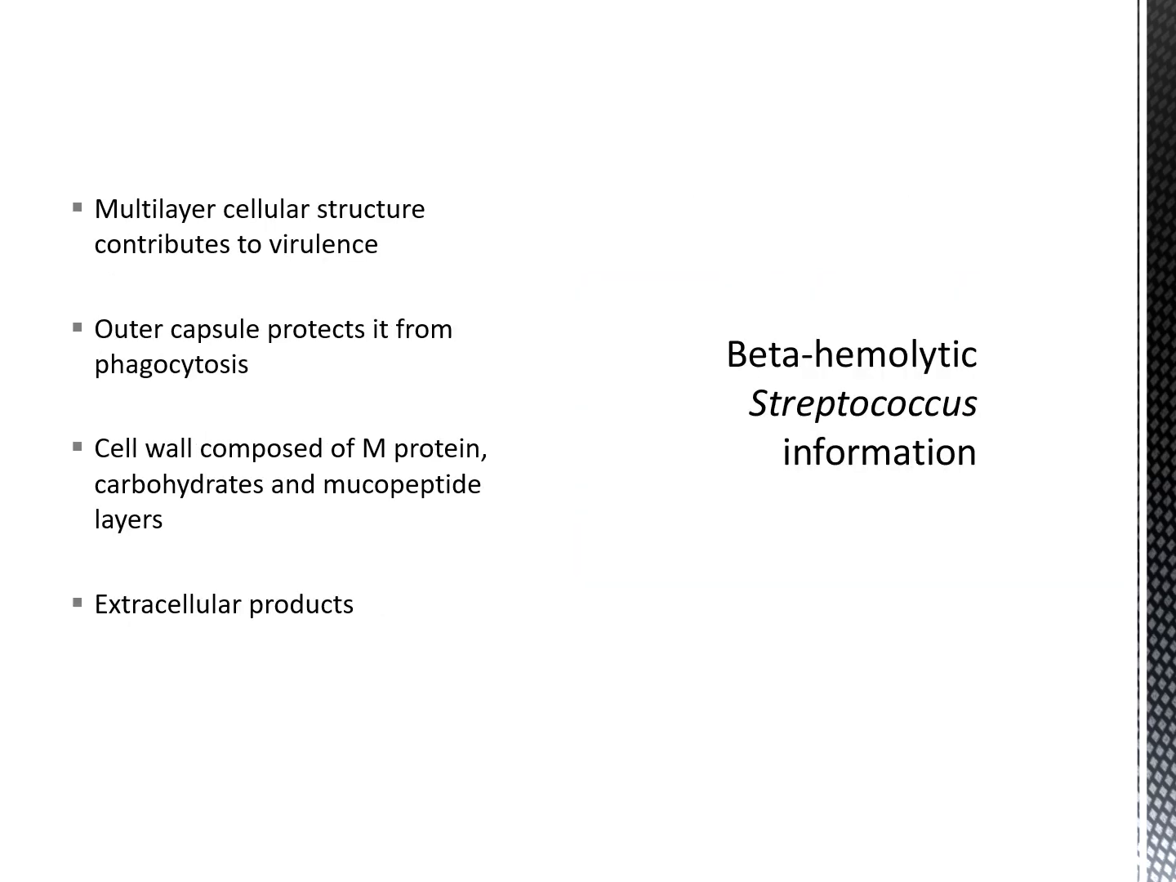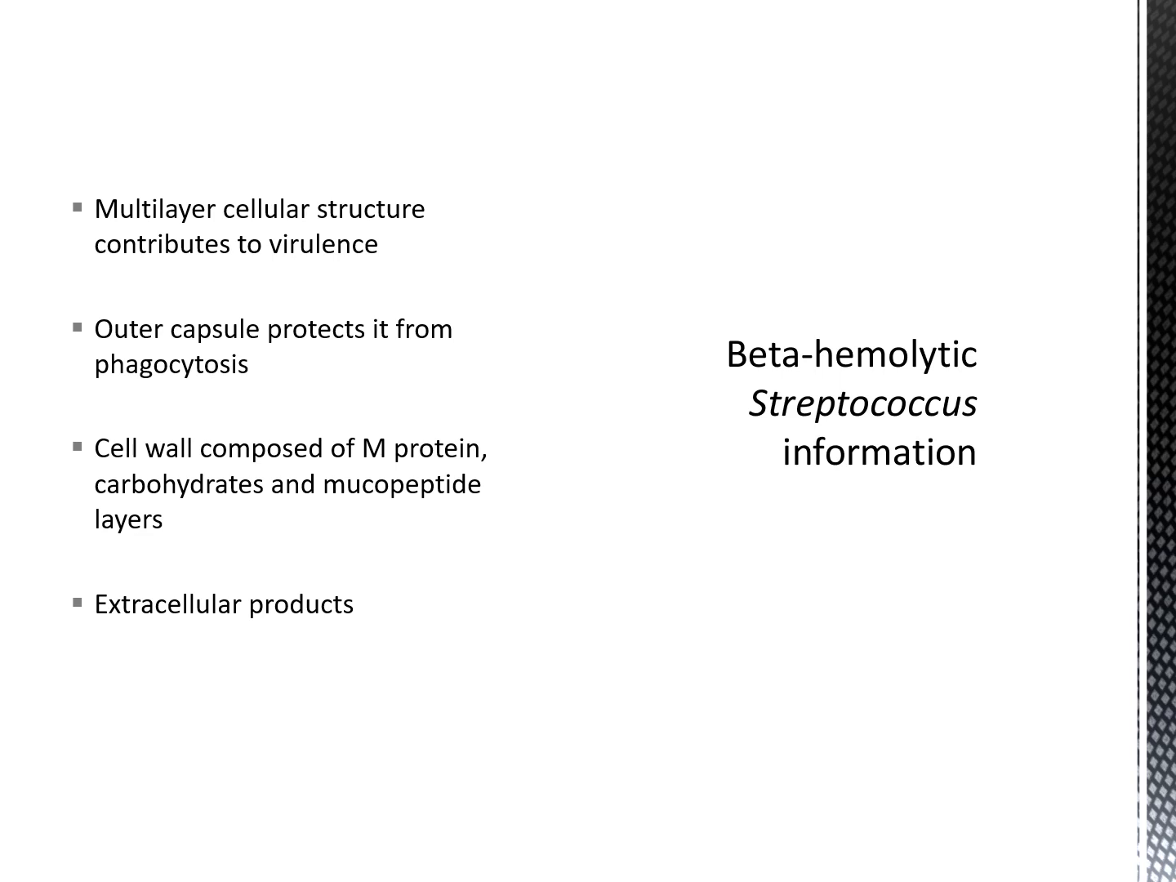Let's talk a little bit about the structure of beta hemolytic Streptococcus. For one thing, it has a multi-layer cellular structure that contributes to its virulence. In other words, there are many antigenic layers, which contributes to its high virulence. In fact, if you get sick, you will only become immune to one layer, so you can still get ill from other strains with different layers. The outer capsule of the organism protects it from phagocytosis. Specifically, those are M protein antigens. The cell wall is composed of these M protein carbohydrates and mucopeptide layers, usually on the capsule.